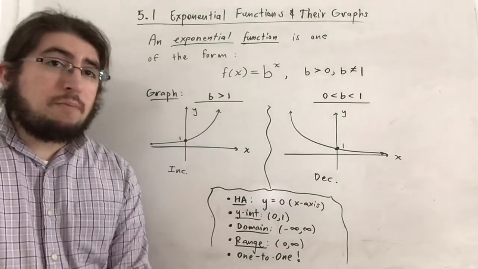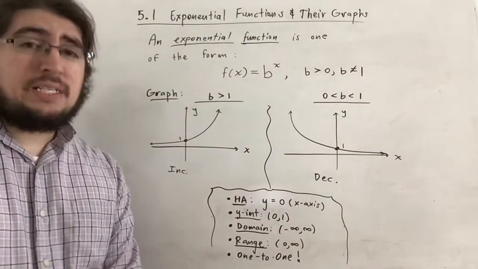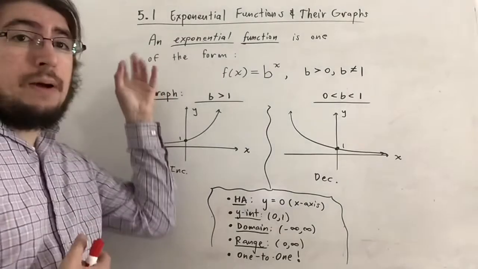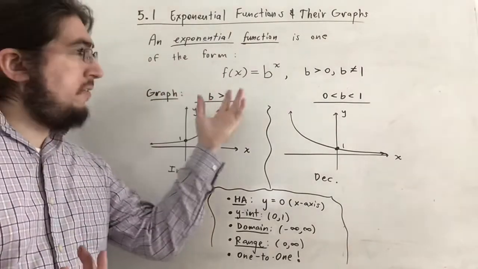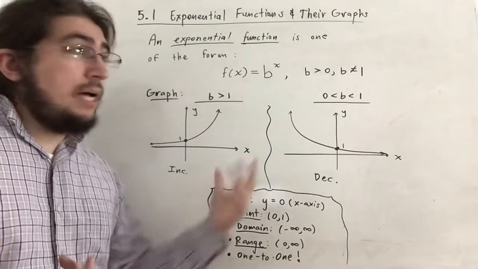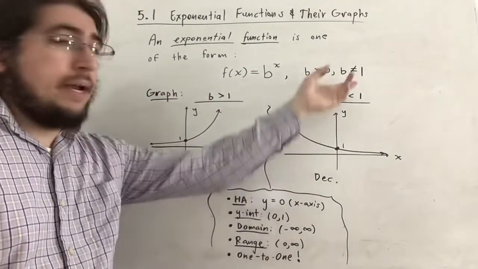Hello everyone, this is 5.1, exponential functions and their graphs. And I first want to get started by talking about what an exponential function even is. It's merely a function of the form b to the x, where b is a positive real number, so bigger than 0, and not equal to 1.